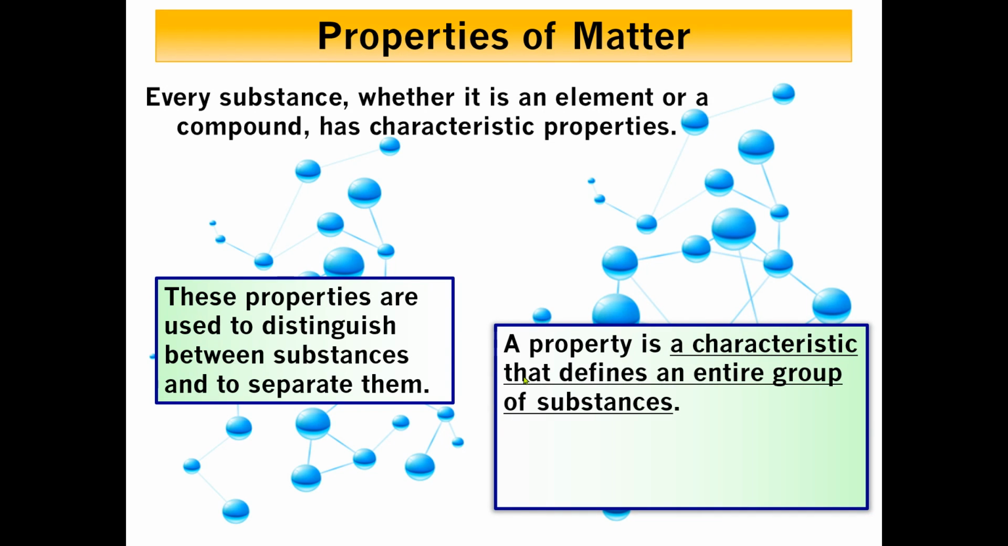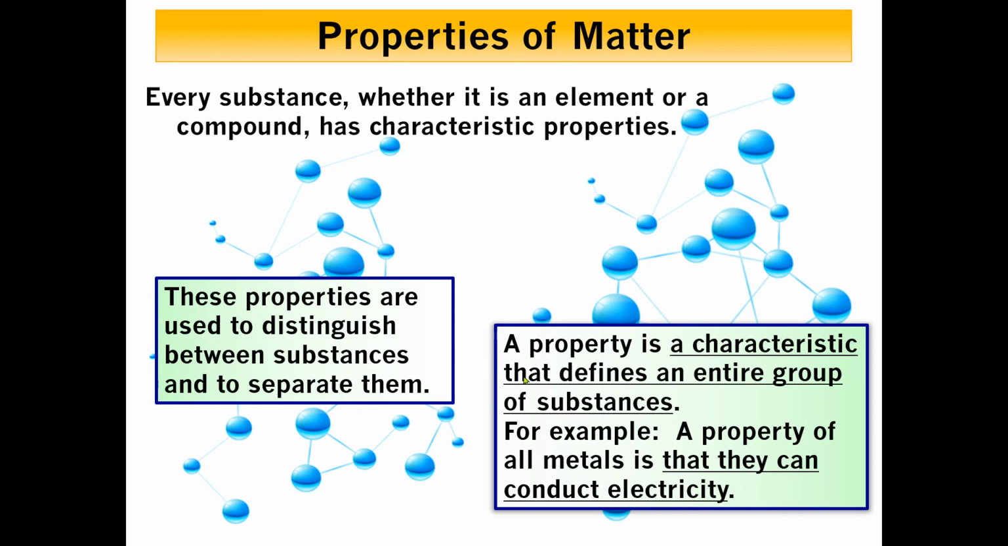A property is a characteristic that defines an entire group of substances. For example, the property of metals is that they can conduct electricity. And most metals can. Some metals do it better than others, but they should all be able to conduct electricity.